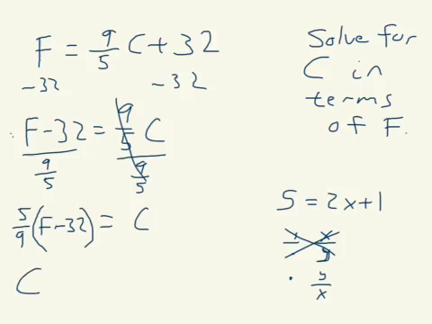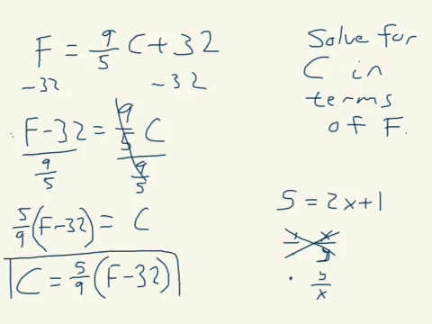Let's kind of write it. I like to put the C on the left. You don't have to, but you can. And this is now our equation that relates Celsius. It's Celsius in terms of Fahrenheit. Box it, and we are done.